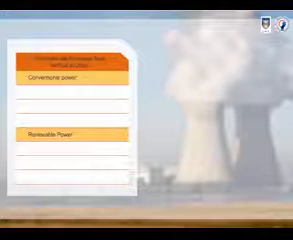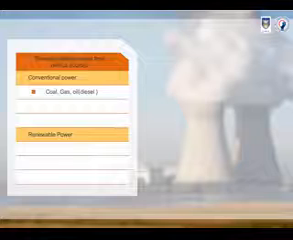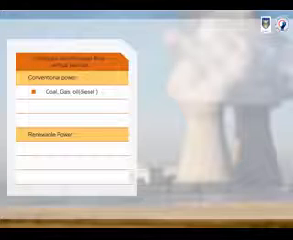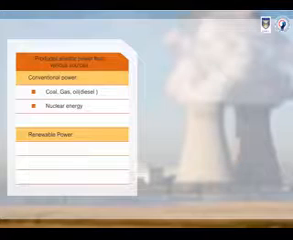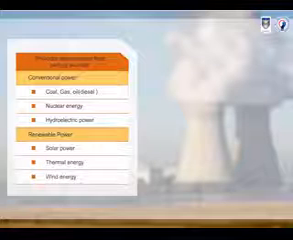The various types of conventional power sources are coal, gas, oil or diesel, nuclear energy and hydroelectric power, and the various types of renewable power sources are solar power, thermal energy and wind energy.